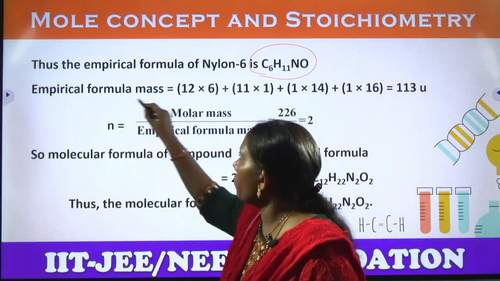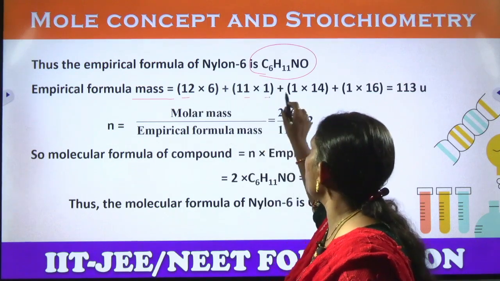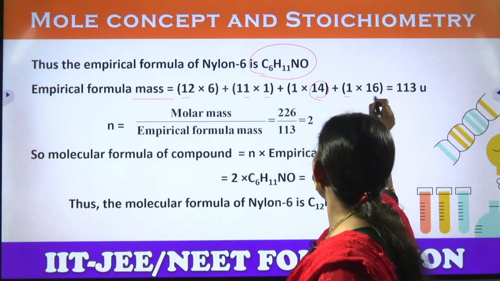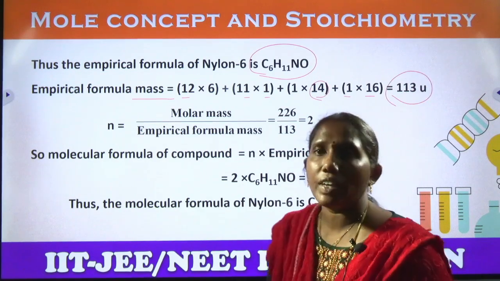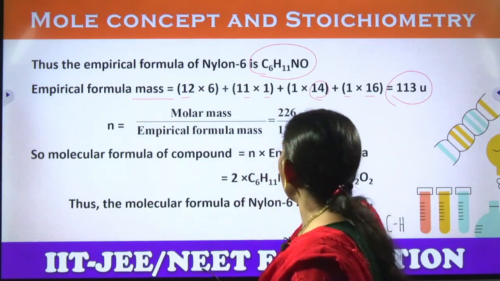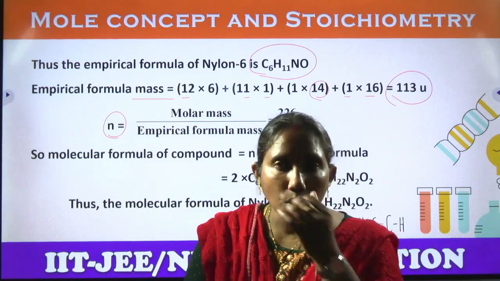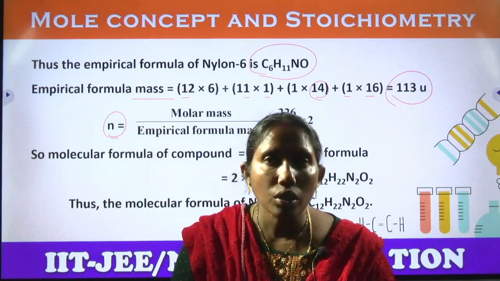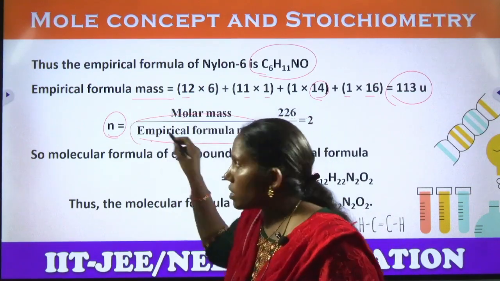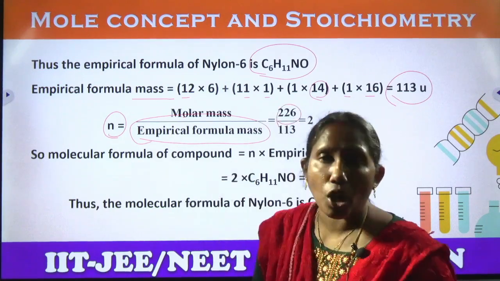So, the empirical formula mass is nothing but for carbon 12 into 6, hydrogen 11 into 1, nitrogen 1 into 14, and oxygen also 1, 1 into 16. In total you get 113 u, where the small u represents atomic mass units. So, total 113. As previously discussed, the n factor is equal to molecular mass by empirical formula mass. The molecular mass is 226, which will be given in the problem.